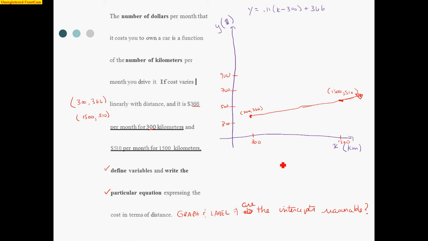Are they reasonable? Well, let's talk about the y-intercept. The y-intercept means make x 0. When I make x 0, I go to the equation and I say y is equal to 0.11 times negative 300 plus 366. And I go to my calculator and say, what is 0.11 times negative 300, and then add 366, and I get 333.